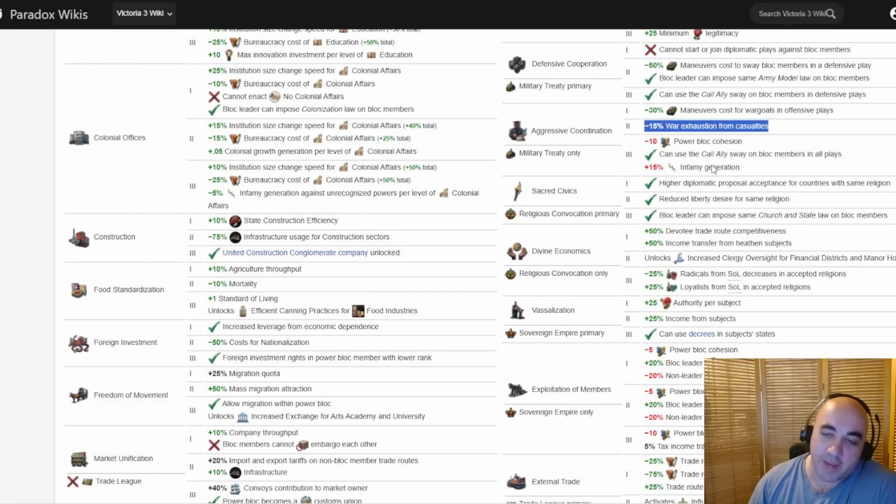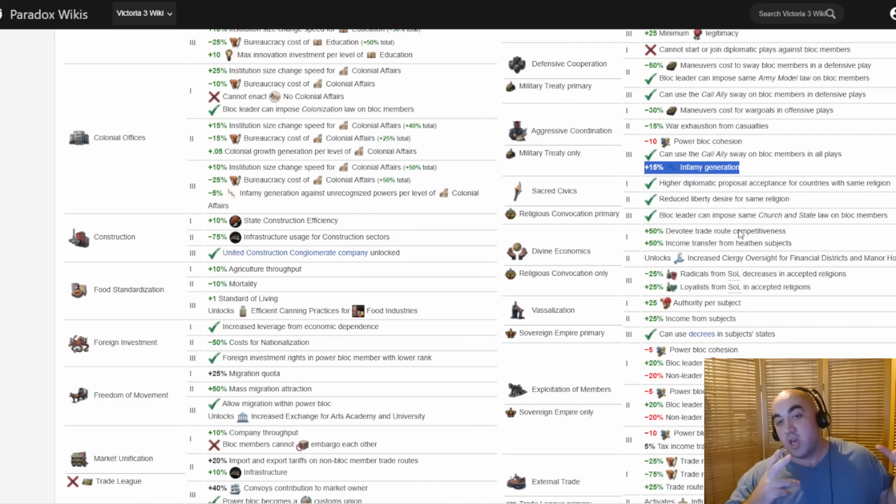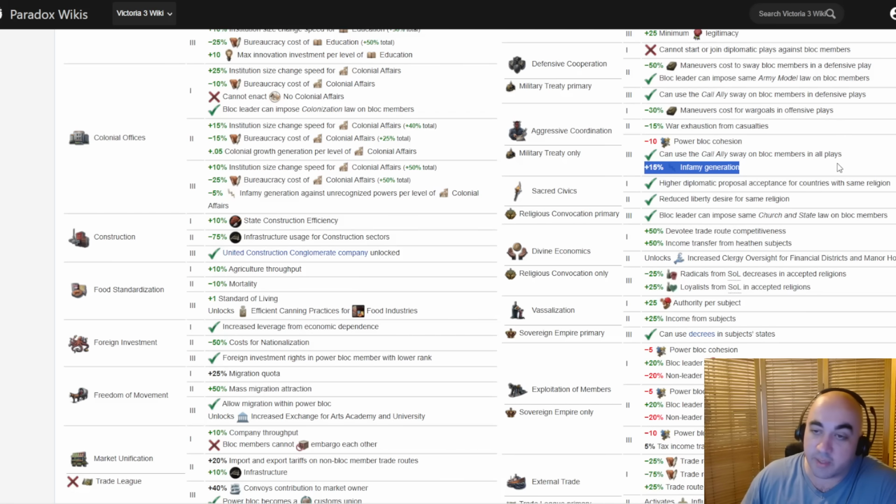Minus war exhaustion from casualties, who cares? Minus power block cohesion, this is bad. Can use the call ally sway to pull all bloc members into all plays. This is not very useful, because you actually don't want your allies helping you anyways, because they don't know how to fight, and they'll just cause themselves to rev, and the revs will be more annoying than their help helps. Their help only hurts. And you'll also get extra infamy generation, which if you're not going high infamy, is an absolutely terrible modifier. This is really, really sickeningly bad.